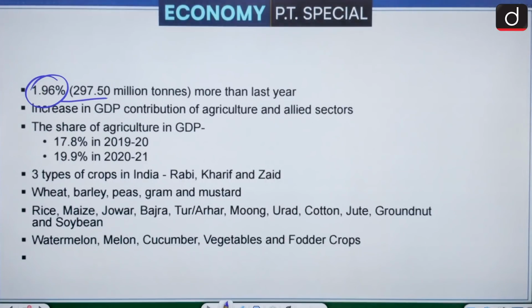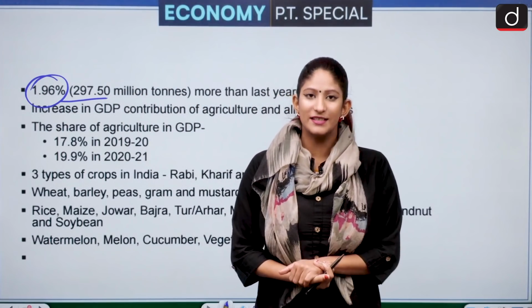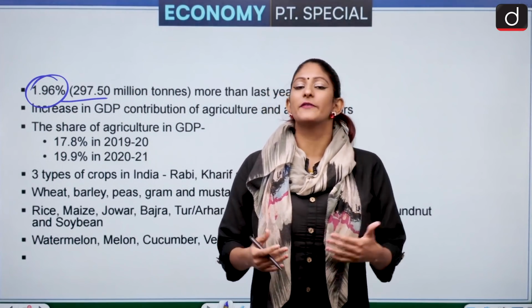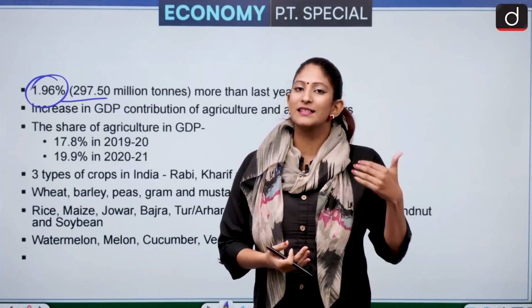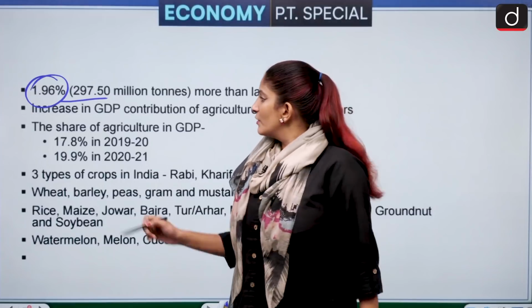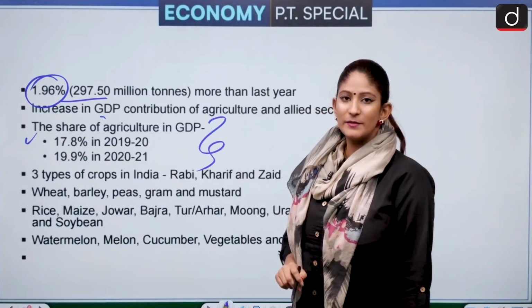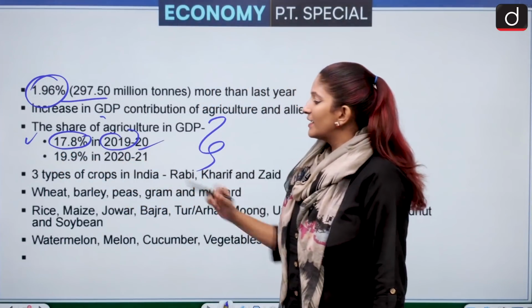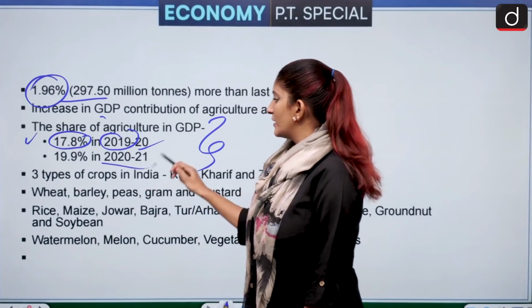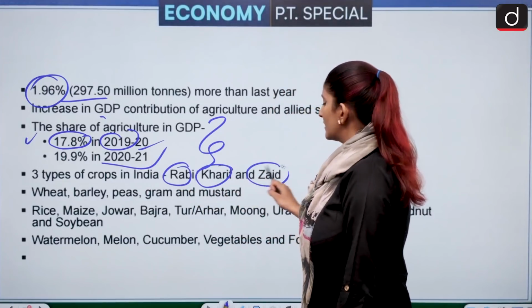Increase in GDP contribution of agriculture and allied sectors. Despite the pandemic, it was seen that the agricultural sector was not that much affected, and it was one of the carriers of the economic necessities and needs this year. So there is also the segmentation of the share of agriculture in GDP, which is 70.8% in 2019-20 and 19.9% in 2020-21. There are three types of crops in India: Rabi, Kharif and Zaid.